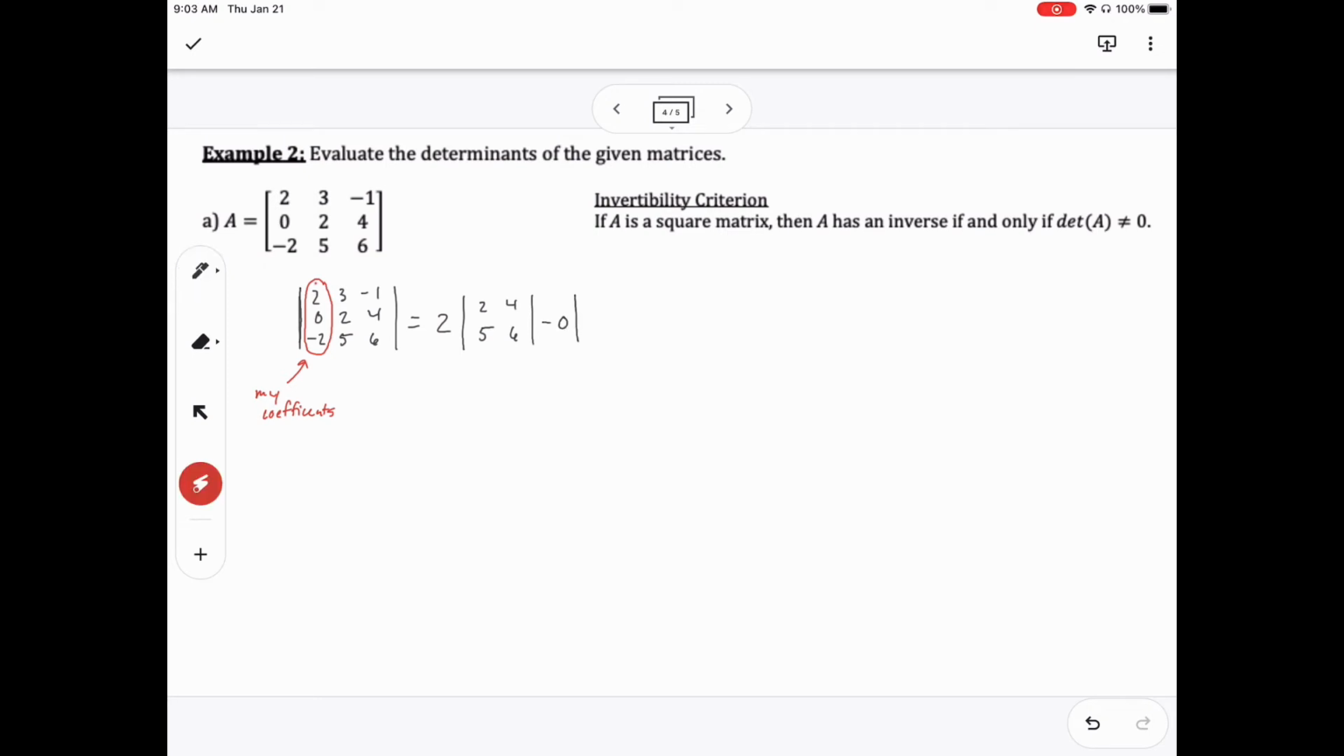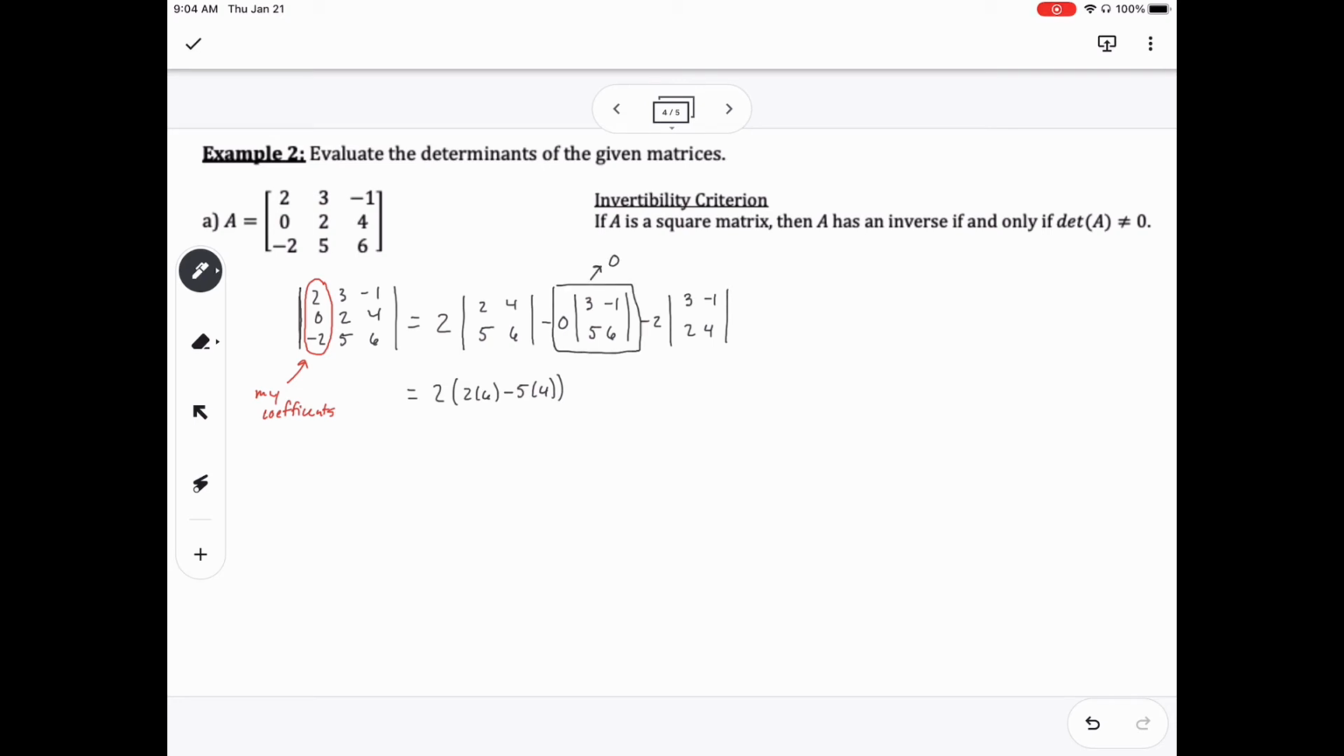Zero is in the next position. It's technically in the negative position, so it changes sign. That's why I wrote a minus. But it crosses out the first column and the second row, so it leaves you with 3, negative 1, 5, 6 as your minor. And then negative 2 is in a positive position, so it keeps its sign. And then the first column and third row get crossed out, so it leaves you with the minor of 3, negative 1, 2, 4. So from there, you're basically doing the 2 by 2 determinant for 3 separate things, okay? So that's what I did for the first one.